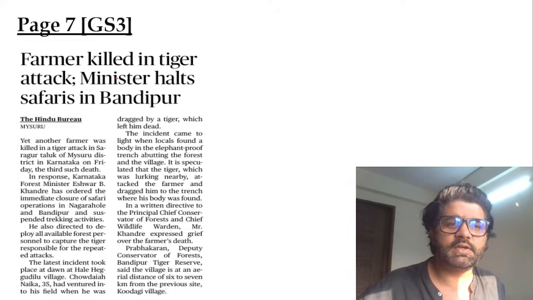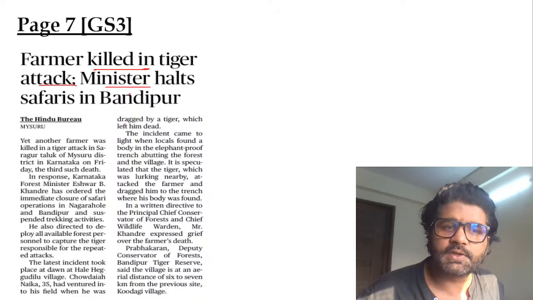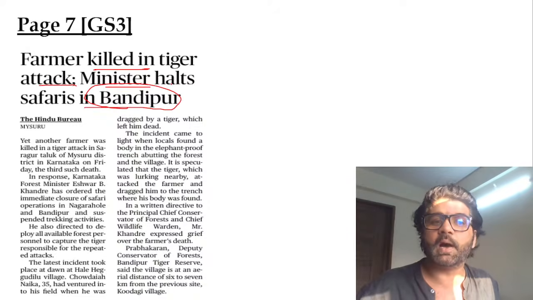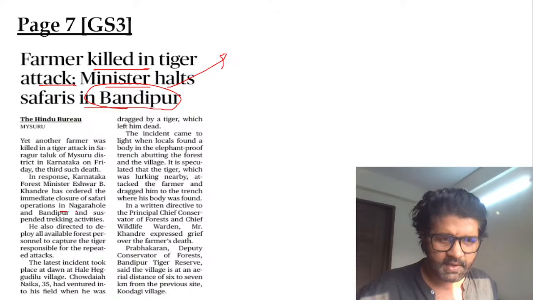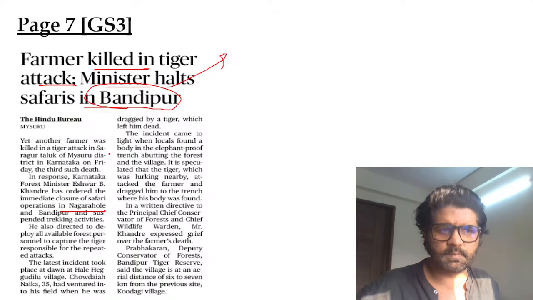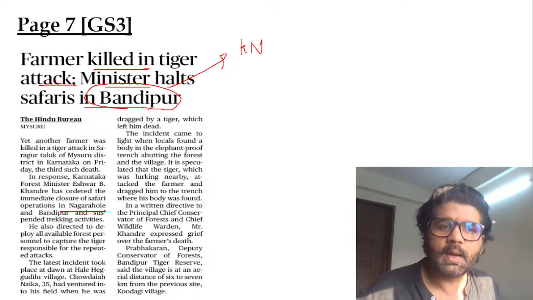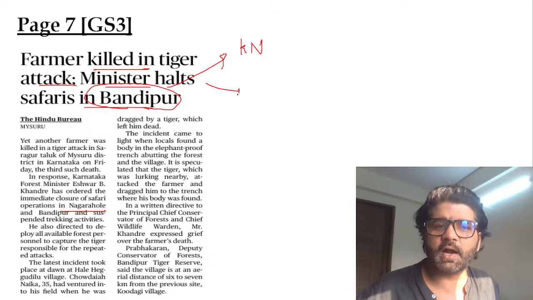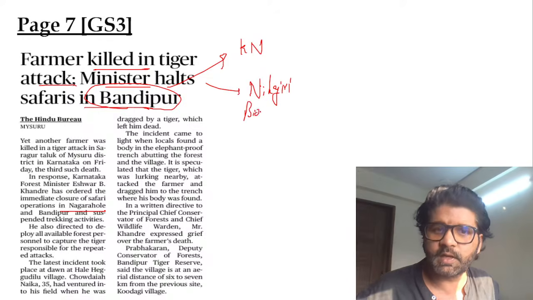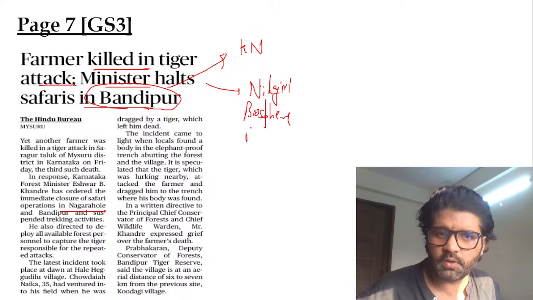Page number 7, GS3. Farmer killed in tiger attack. Ministers halt safaris in Bandipur. Bandipur Tiger Reserve. Nagarahole Tiger Reserve. Tigers are killing people there. Where are they located? They are located in Karnataka. Bandipur, Nagarahole, they are part of a biosphere reserve which is known as Nilgiri Biosphere Reserve. Very important from prelims perspective, all these terms.